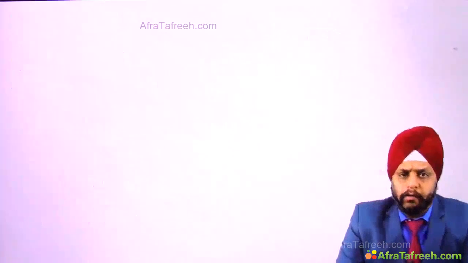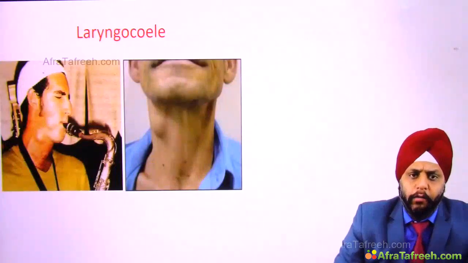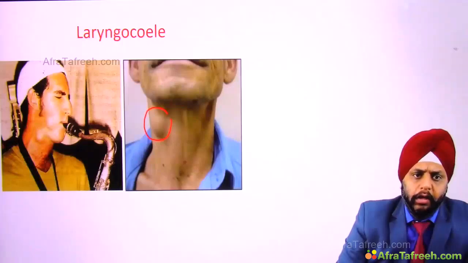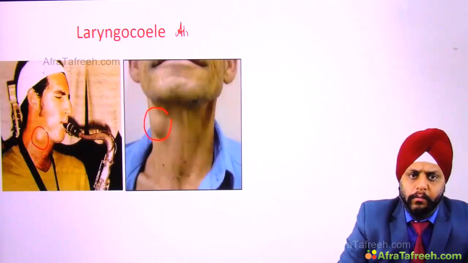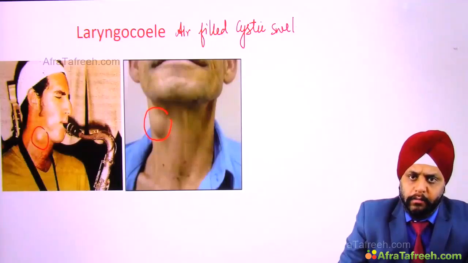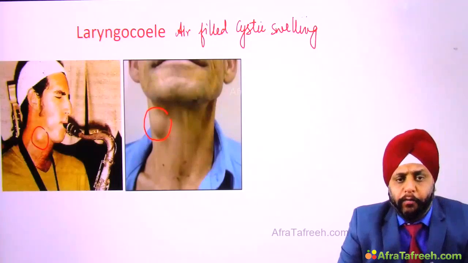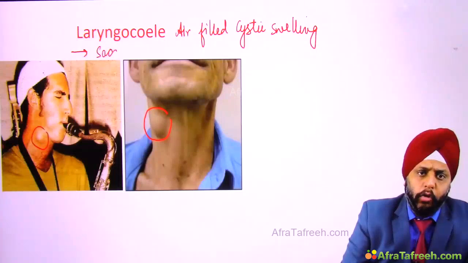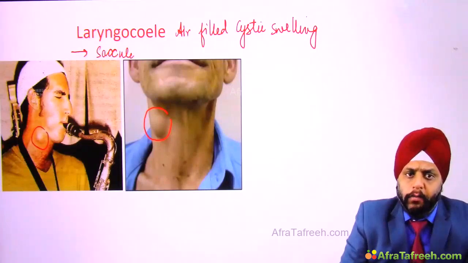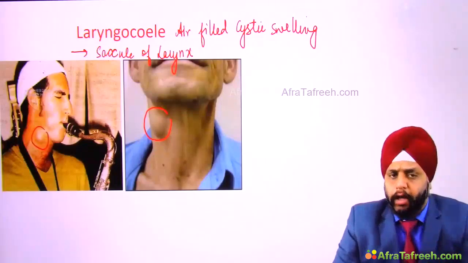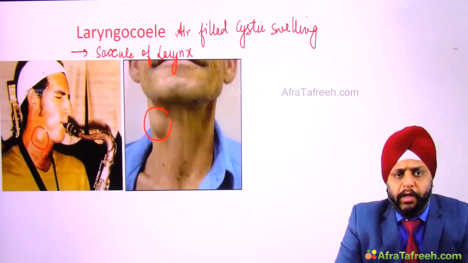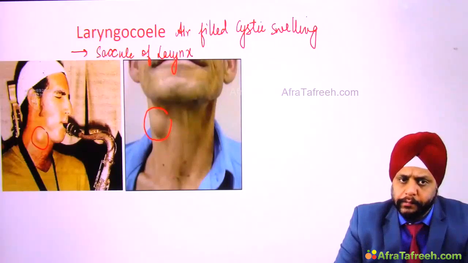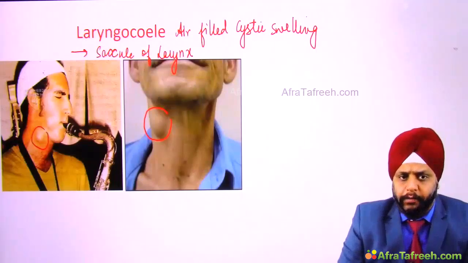All right, so let's look at this laryngocele. What is laryngocele? As you can see over here, a laryngocele is an air-filled cystic swelling in the neck. And from where does it arise? It arises from the ventricle of the larynx. In fact, it arises from the saccule. The saccule is the anterior most part of the ventricle of the larynx. So the laryngocele arises from the saccule of the larynx. And this laryngocele can be of 3 types. Which 3 types?